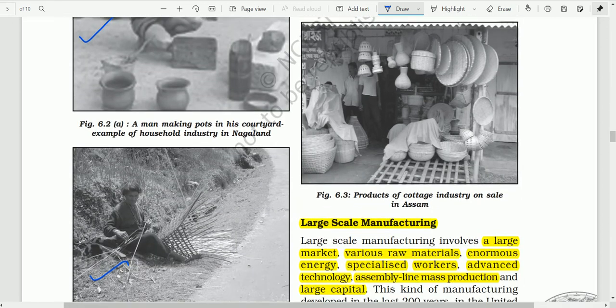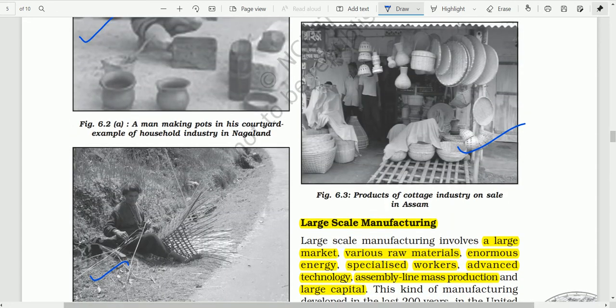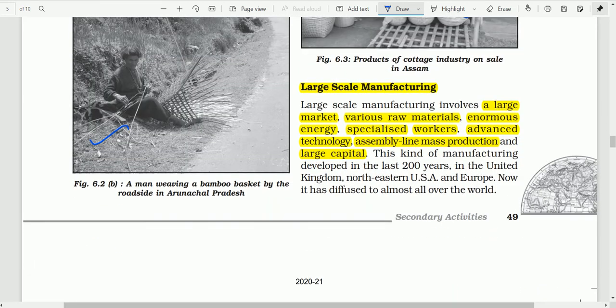So here, this is another example of these cottage industries in Assam. The products are selling here. These cane and bamboo wares, then other artifacts are sold here.